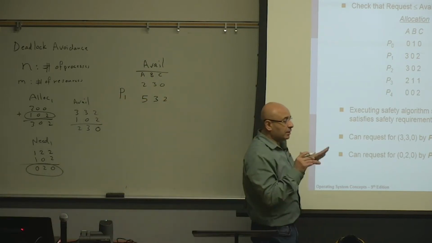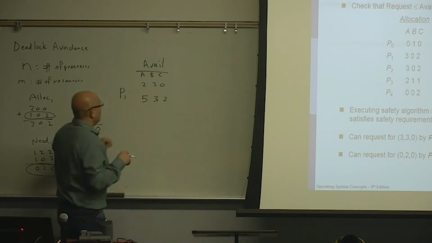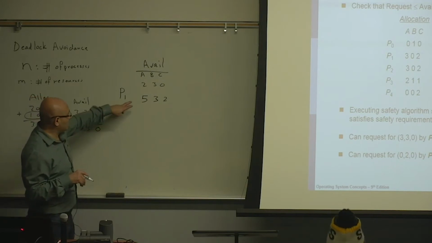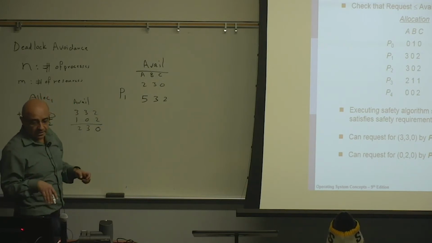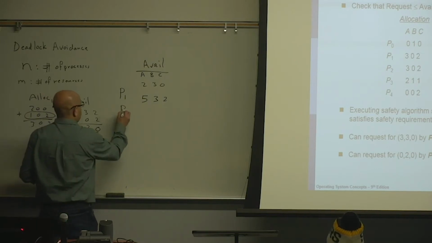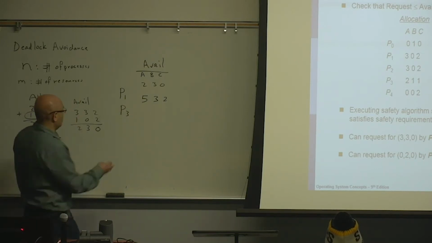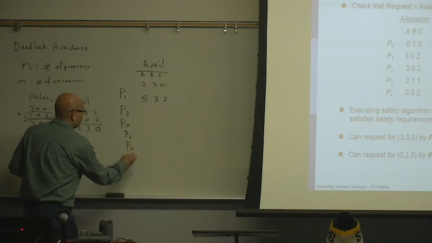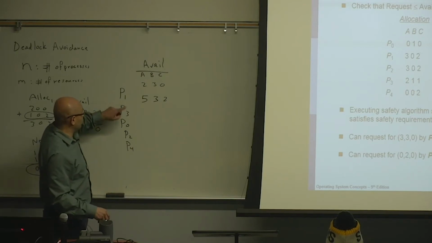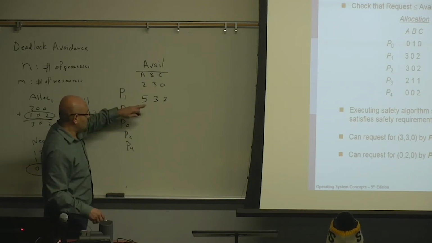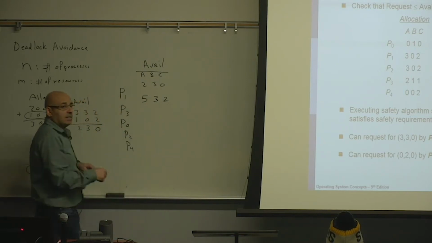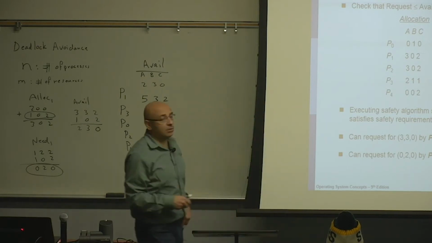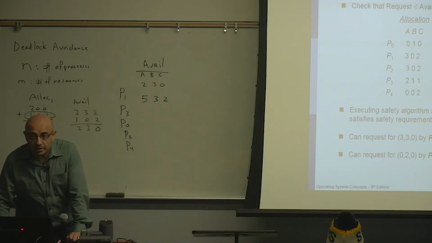And in fact, in this particular example, this will put us where we were in the previous state. So everything else will be the same. After this point, we'll get the same safe sequence, which is P3, P0, P2, P4. Because after P1 releases what it has, we will get 5 3 2, and everything else will stay the same. Which means that this will put the system in a safe sequence, and we can go ahead with the request and satisfy or grant the request.